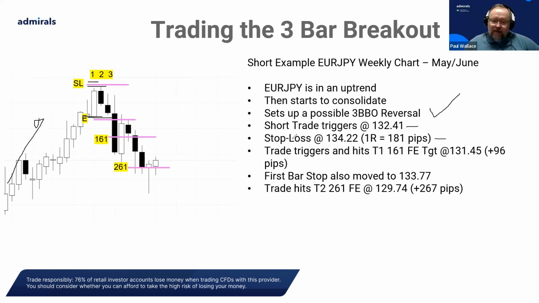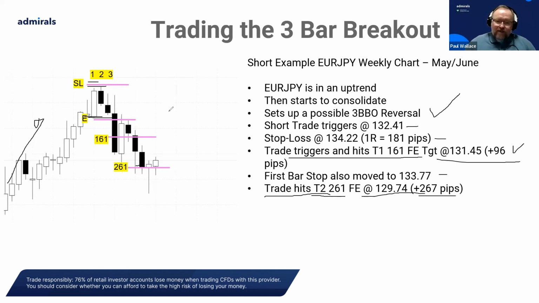And what we find is we actually have the trade trigger, and it hits its T1, that 161, 162 fib extension target, very, very quickly indeed, which gave us that 96 pips. What we're also able to do is move our first bar stop, which was moved. So we're effectively reducing our risk. We've already taken part of it. And the trade hits the second target, T2, the 261 fib extension, at 129.74 for 267 pips.